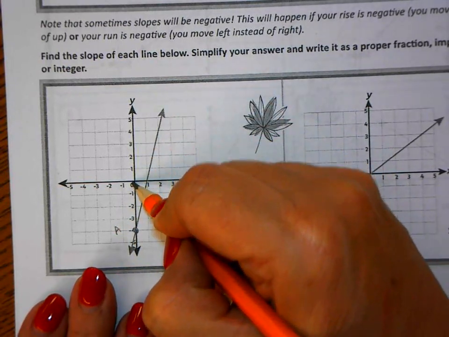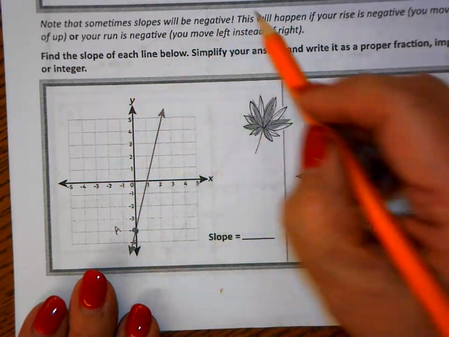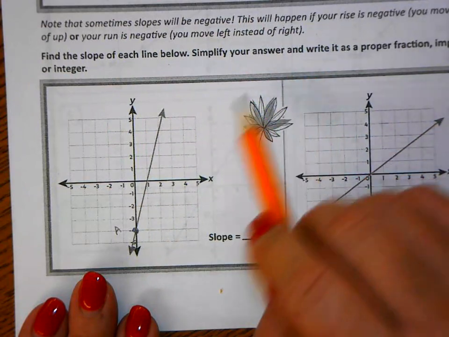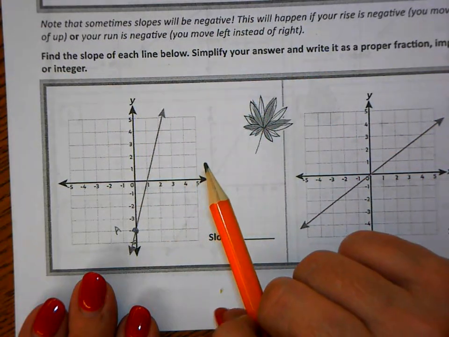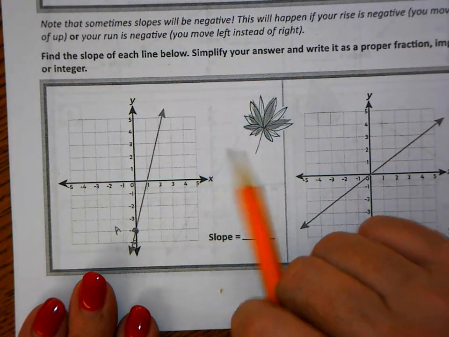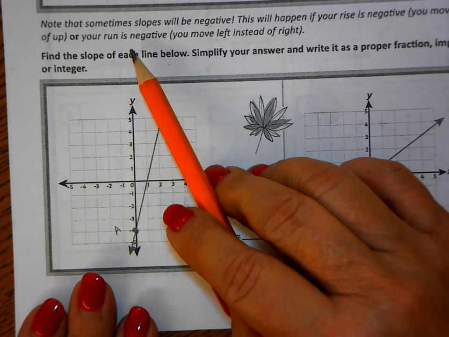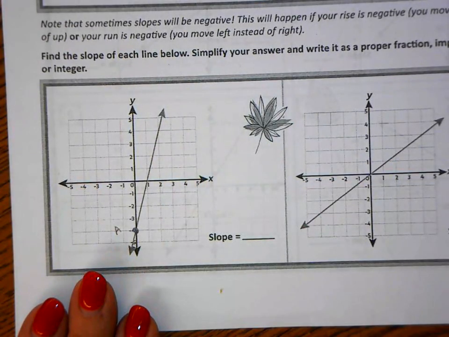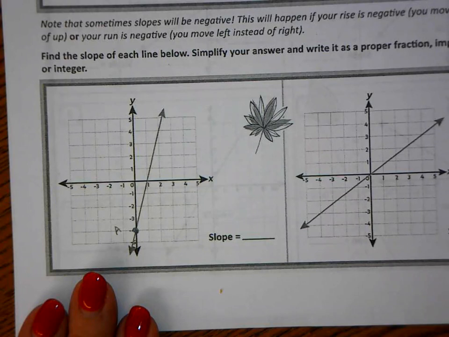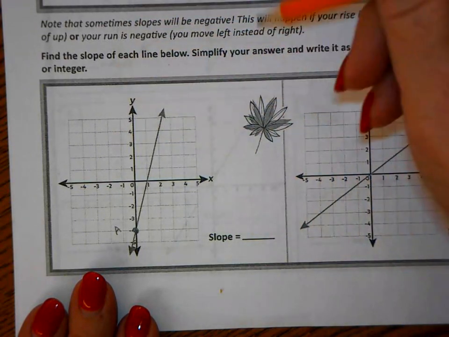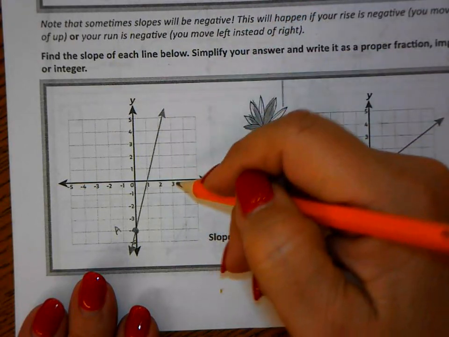We had to find the slope of each line below and then simplify the answer and write it as a proper fraction, an improper fraction, or an integer. And then remember that sometimes slopes will be negative. This will happen if your rise is negative and you move down instead of up, or your run is negative and you move left instead of right.